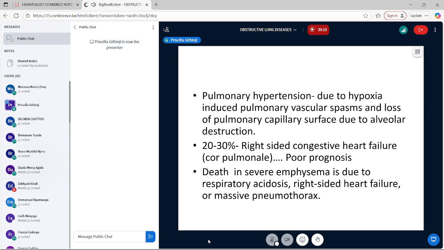Then how does your body respond? There's resistance to blood flow. So your body will try and increase the pressures to increase that blood flow, and that's how you develop pulmonary hypertension.